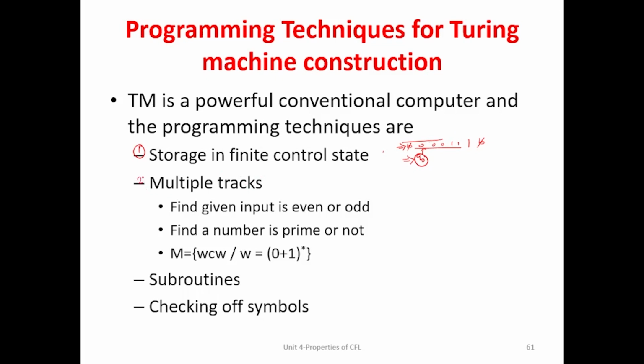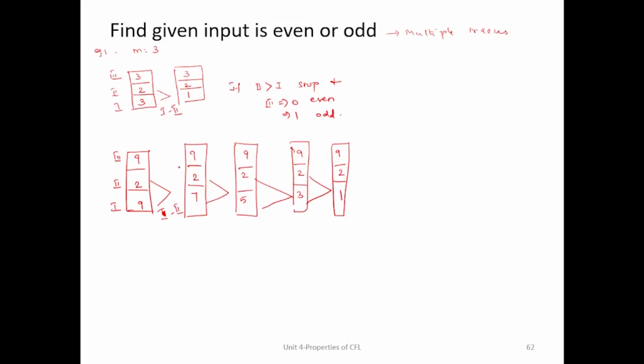The second programming technique is for finding whether a number is even or odd, or whether a number is prime or not. For implementing the solution for these two problems, we should go for multiple tracks. What is the concept of multiple tracks? It contains a single cell which is divided into three tracks. The tracks are 1, 2, 3, and they are mentioned in Roman letters.